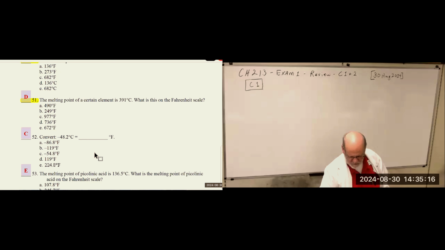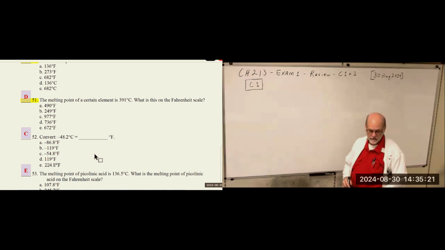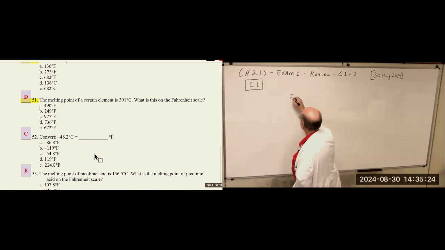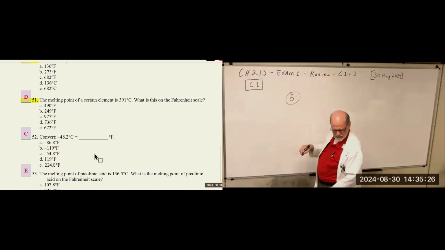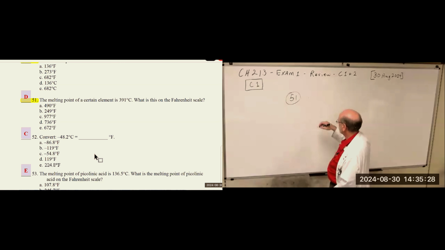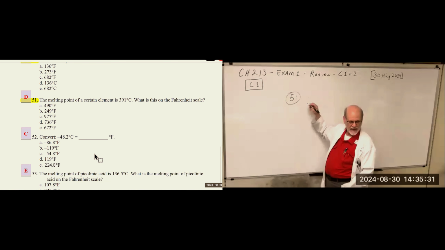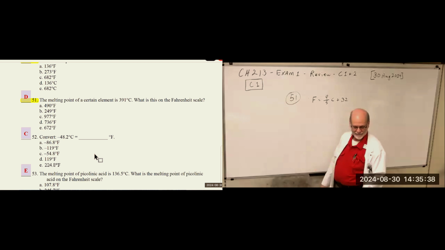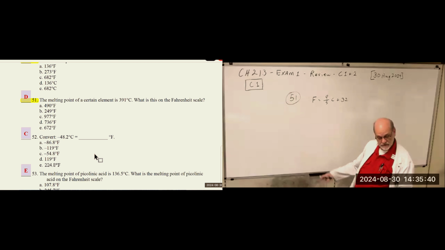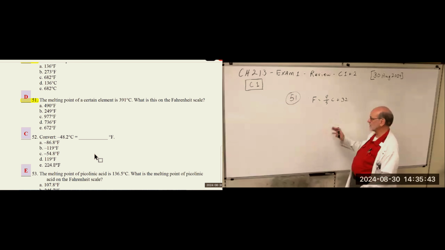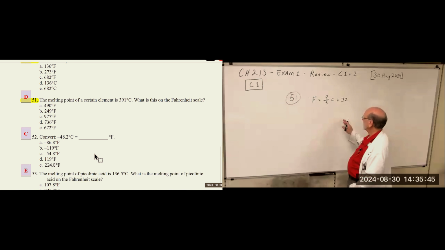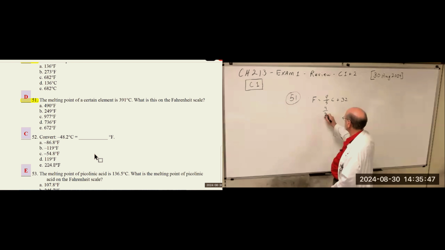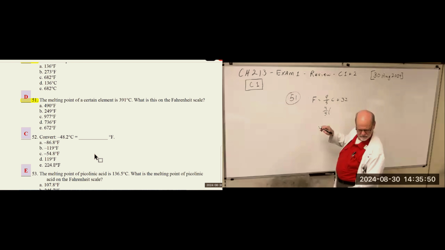All right, melting point of a certain element, 391 degrees C. What's the Fahrenheit? Okay, this one we do have to use the Fahrenheit conversion. So we have 391 C. What's the formula? The one I have memorized is F equals 9/5 C plus 32. And we're starting from C, so that would be a good choice. Otherwise, you have to solve it for the other one.